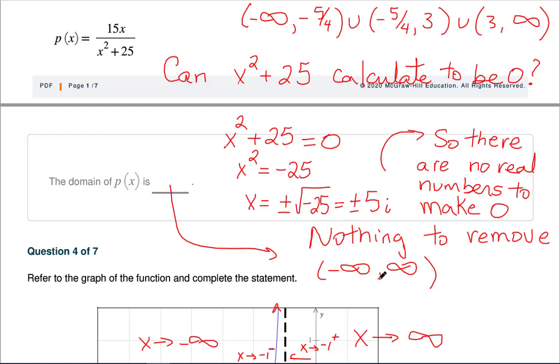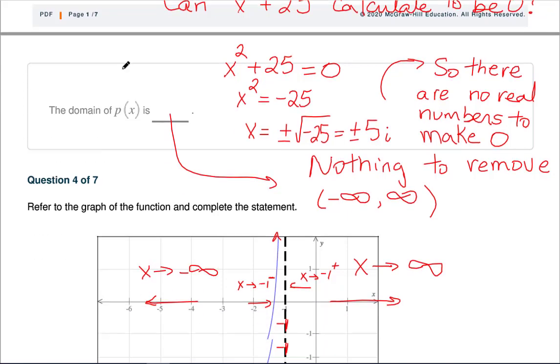So the domain is everything. And another way to look at this is 0 squared plus 25 is 25. I'm squaring something. That's always going to be 0 or positive. And when I add in a positive number, I'm always going to be larger than 0.